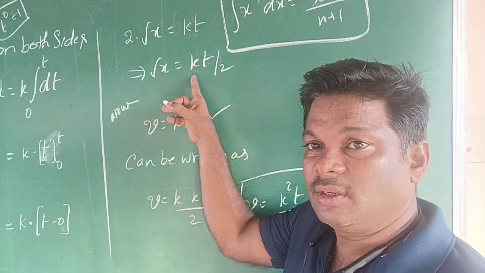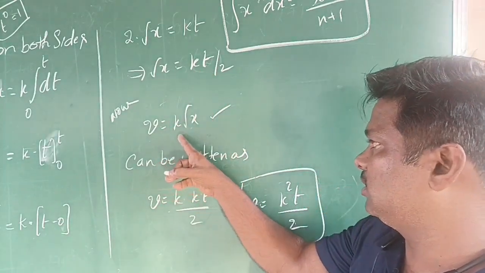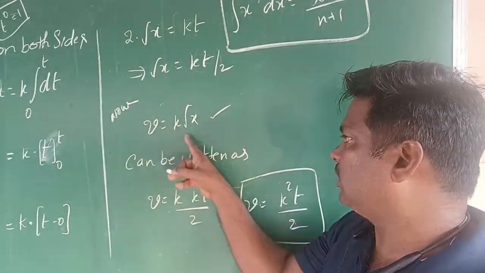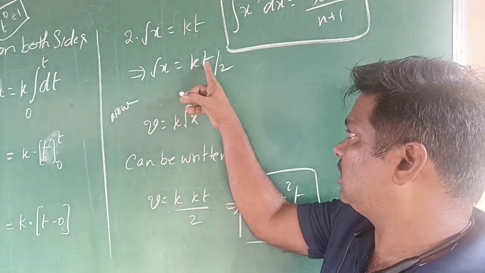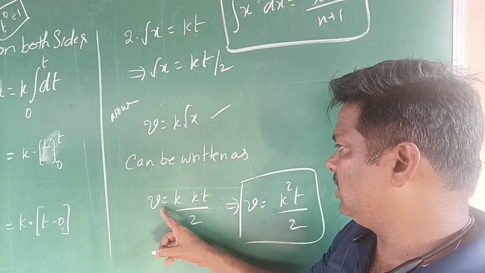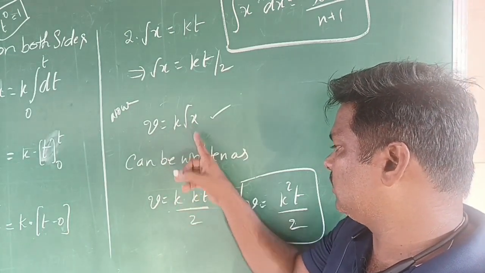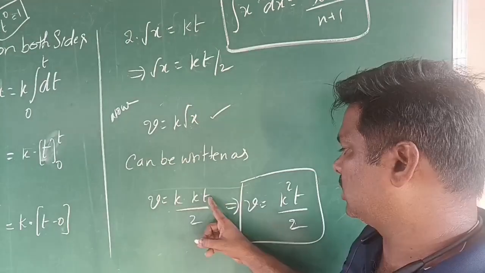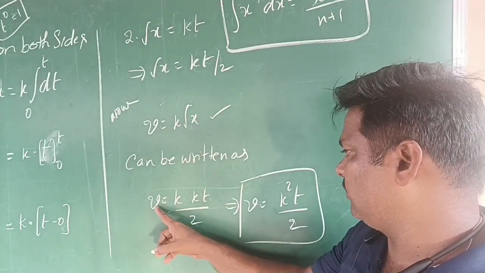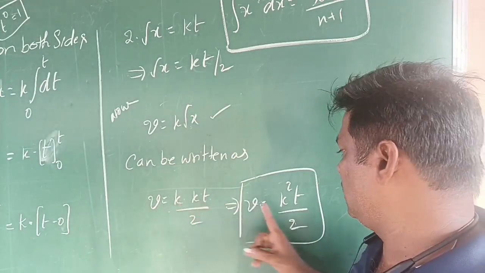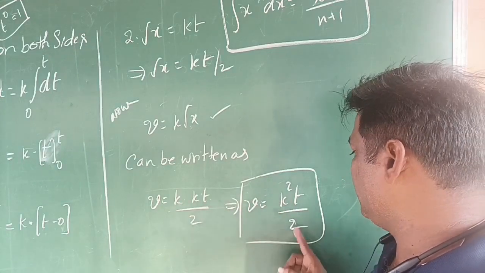Substitute this in the given equation, v is equal to k root x. Instead of writing root x, you can write kt by 2. Look, v is equal to k, and instead of root x we are writing kt by 2. Now what will you get? v is equal to k into k square t by 2.